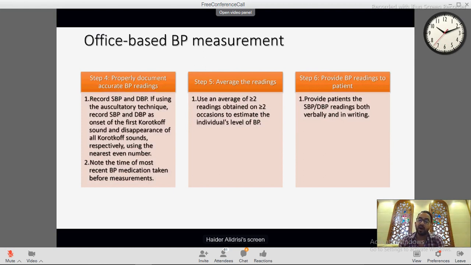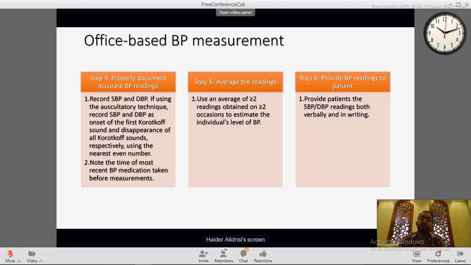Finally, you have to write down the reading of the systolic and diastolic blood pressure, and you can tell your patient verbally that your blood pressure, for example, is 135 over 80 millimeter mercury, and it is better to write it down on a paper to give it to the patient, especially if you write down the blood pressure and the time of the measurement.